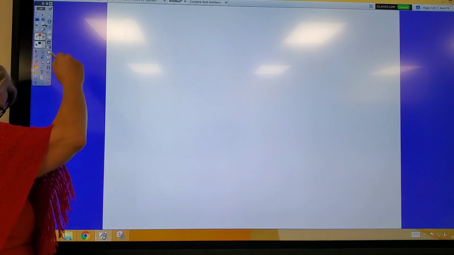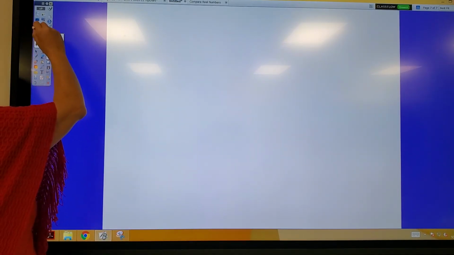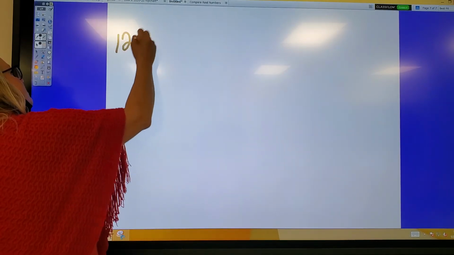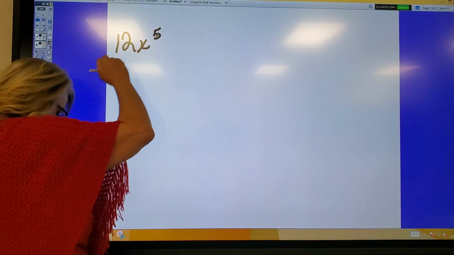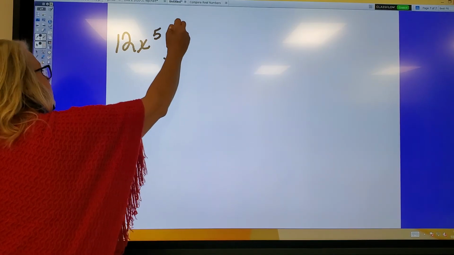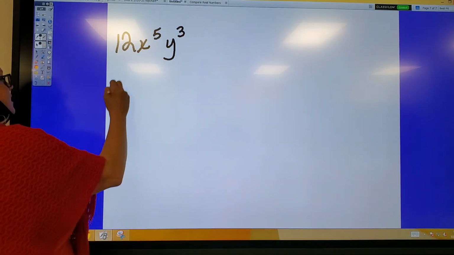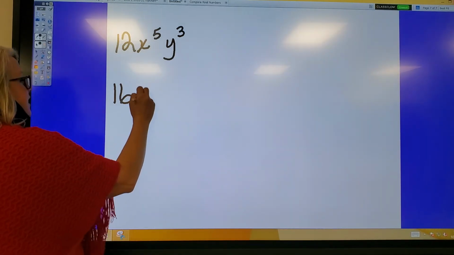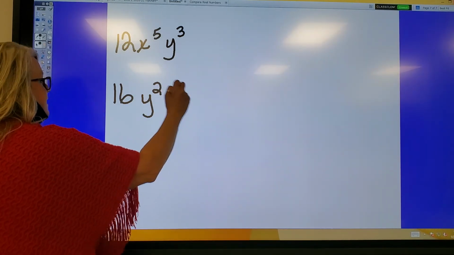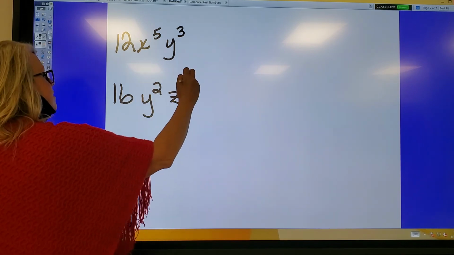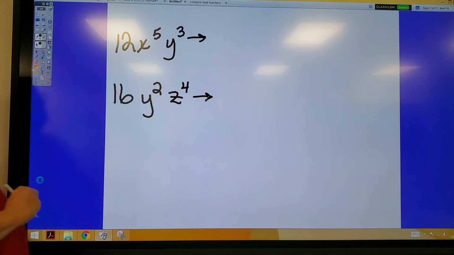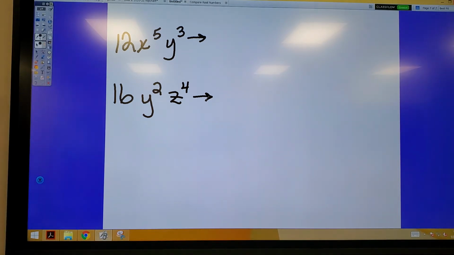Let's make it a little bit harder then. How about 12 x to the 5th, y to the 3rd, and 16 y to the 2nd, z to the 4th. That's a lot of writing. So yes, my z's look a little weird. That's because I don't want them to look like 2's.